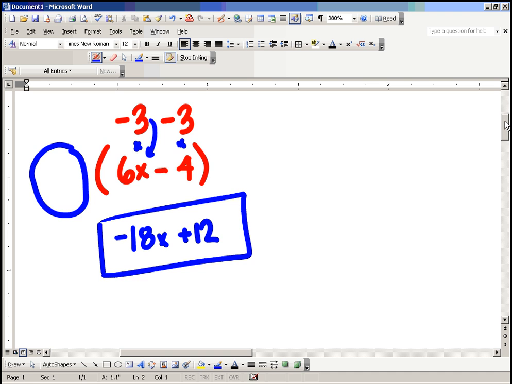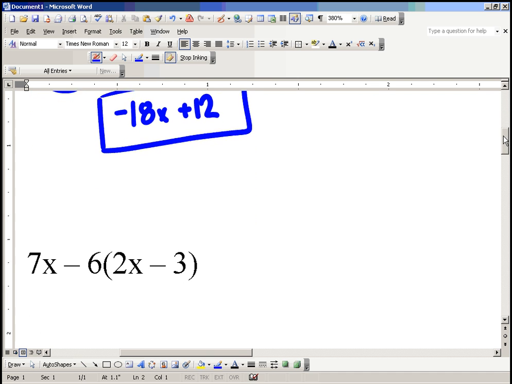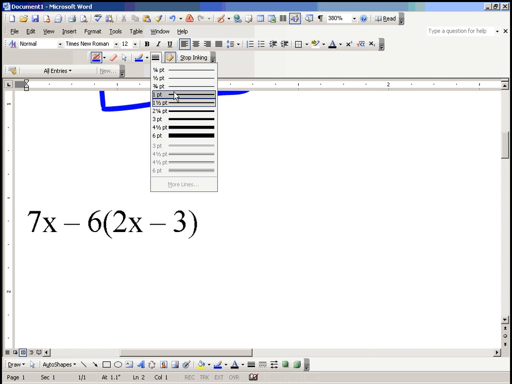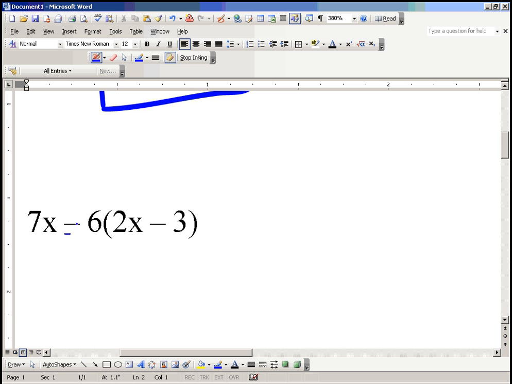Now let's proceed to something a little bit more complex. This one right here: 7x, then this 2x minus 3. A lot of people do get confused with the fact that this sign right here, again we talked about this before, always belongs to the number that comes after it. So which means that this is really 7x -6 parentheses 2x minus 3.